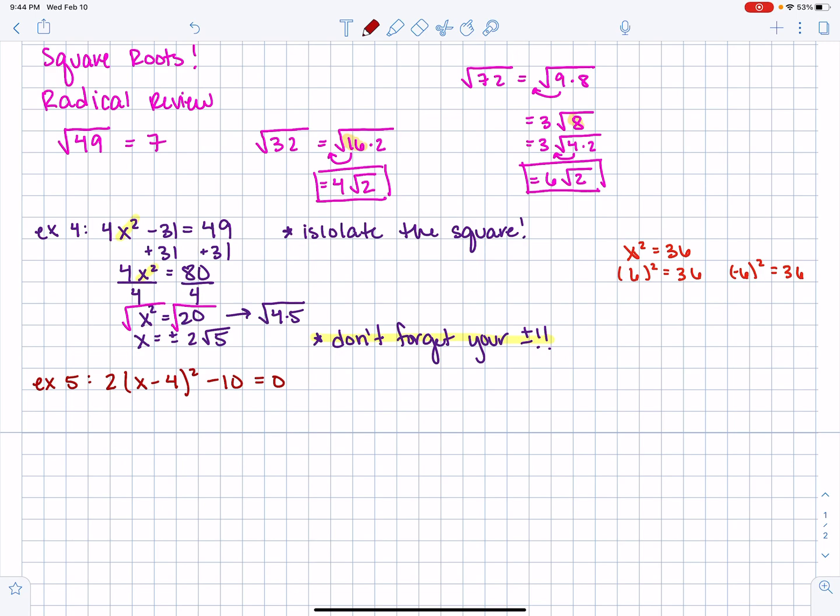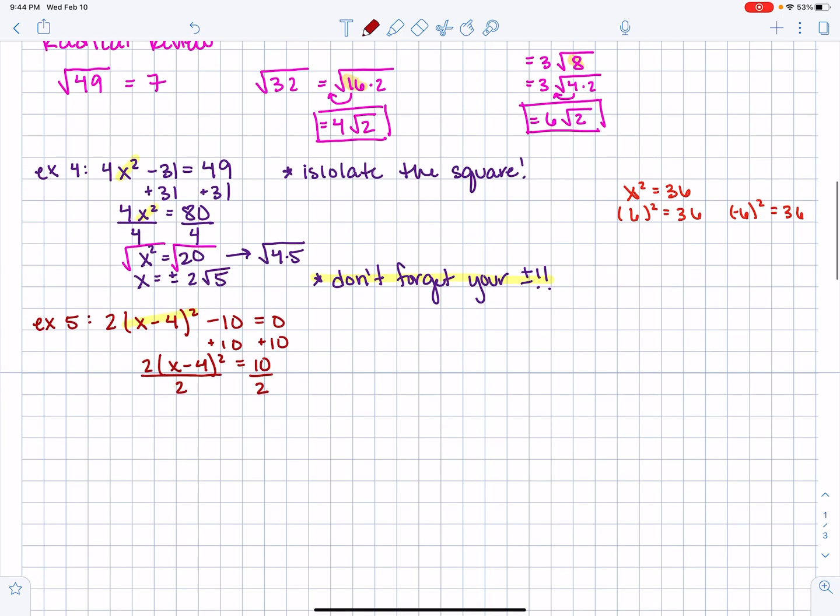So you could graph this, right? You would say, I'm going to go to the right 4 and then down 10, start my vertex, stretch of 2. But now let's figure out where it crosses the x-axis. You first need to isolate that square, and that square for this one is x minus 4 squared. So add 10 to both sides: 2 times x minus 4 squared equals 10. Then divide by 2 because you still have not isolated the square yet. So x minus 4 squared equals 5.